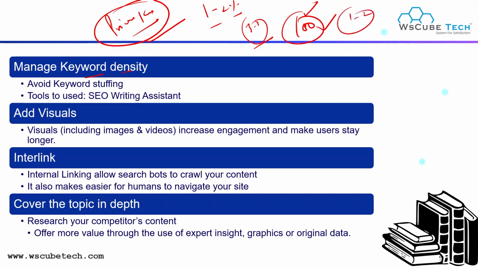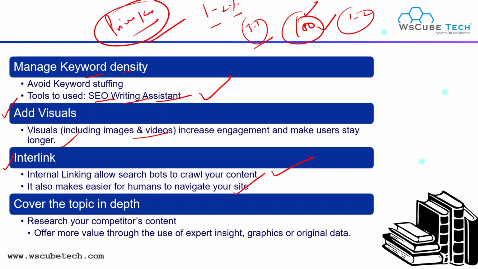Next, a tool to be used, that is an SEO writing assistant. You can use that. You have to add visuals in your content, because your visuals, that is your images, video, they increase the engagement and make users stay longer. So you have to use visuals in your content. Next is internal linking. Internal linking allows search bots to crawl your content, and it also makes it easier for humans to navigate your site. So you must put internal linking in your content.